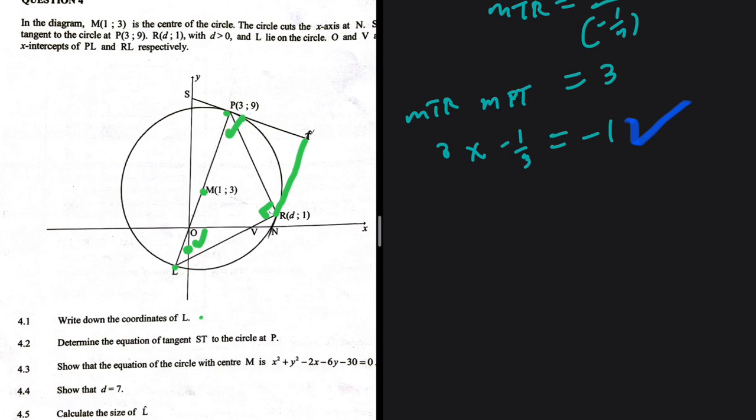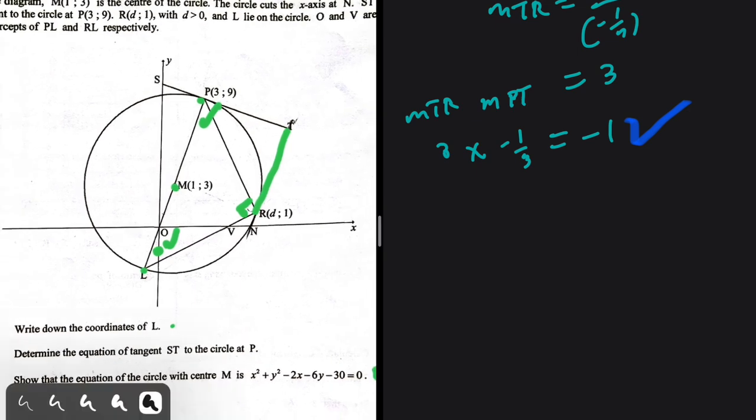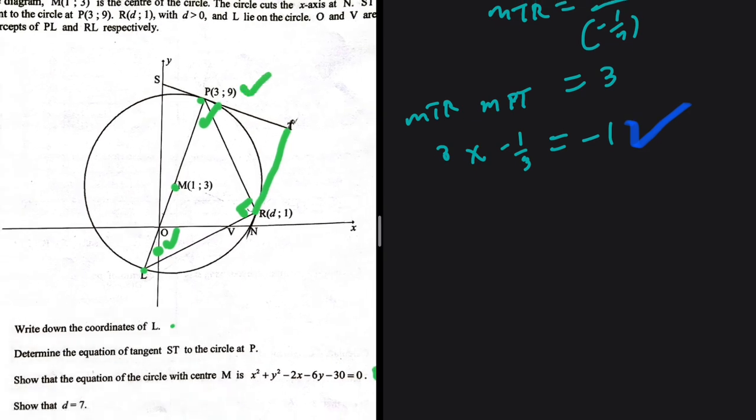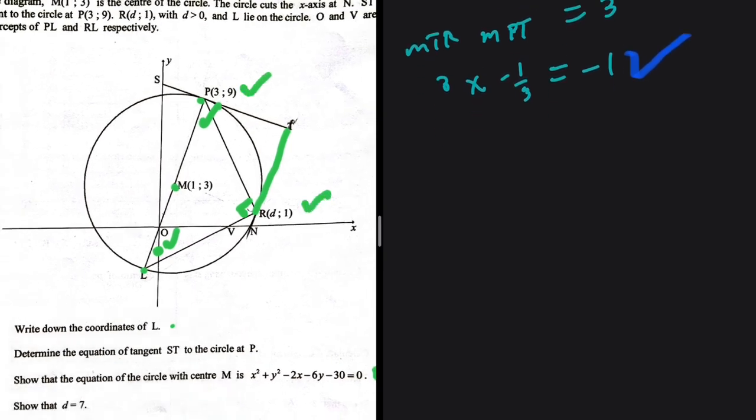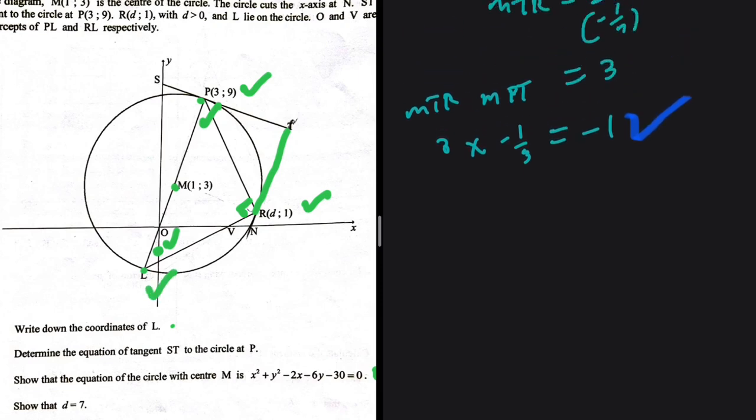Well, if we have to show first, we have the coordinates of P, we have the coordinates of R, we have the coordinates of L. So we can find PR and find LR to convince ourselves that indeed PR is equal to LR. And then we can use angles opposite equal sides.